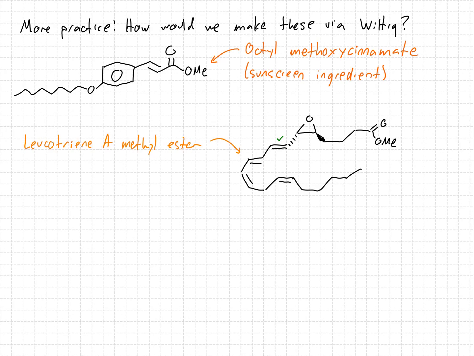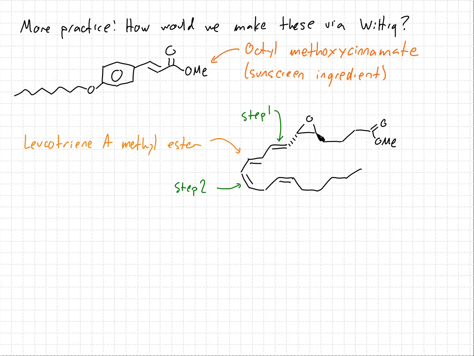Now I want you to do this in two steps. For the first step, I want you to show me how to make this double bond via a Wittig reaction, the one that's adjacent to the epoxide. For the second step, I want you to show me how to make this double bond via a Wittig reaction. So that's the one that's going to be next at the cis double bond lower down on the chain.